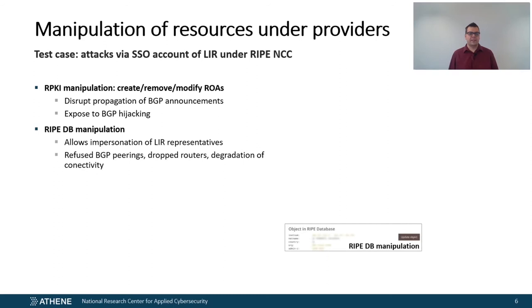The next thing the attacker could do is to manipulate the RIPE database, so the WHOIS database, to either allow impersonation of the LIR representatives or to, for example, make other networks refuse BGP peerings of the customer because the BGP routers might use the data from the WHOIS to filter BGP announcements.